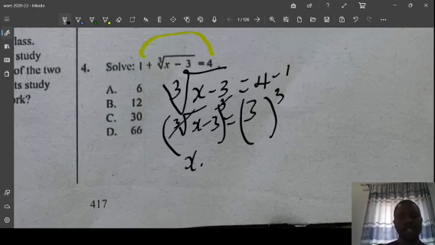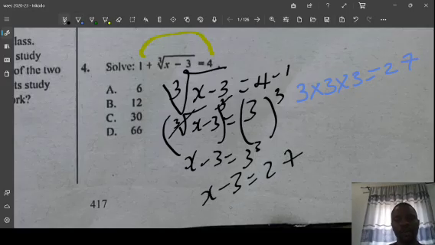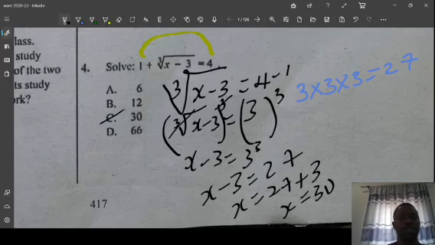So I'm left with x minus 3 is equal to 3 raised to the power 3. And as we know, 3 raised to the power 3 is the same thing as 3 times 3 times 3, which is 27. So I have here that x minus 3 is equal to 27. Collecting like terms, I have x equals 27 plus 3. So x equals 30, which is option C.